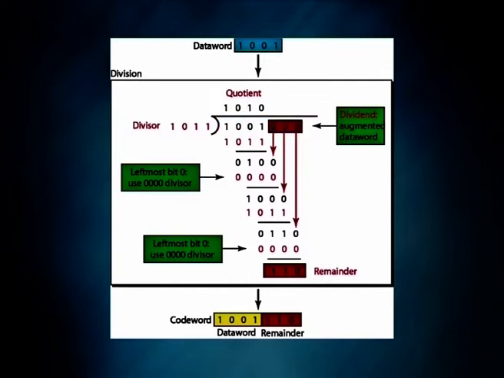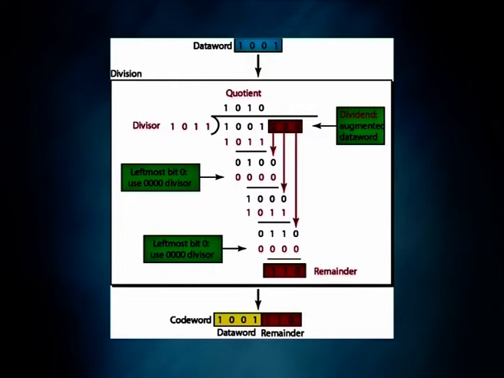This data at the transmitter side is divided by the divisor 1 0 1 1. By performing this division, we get the remainder as 1 1 0. Now this remainder is appended to the original data 1 0 0 1, and the data becomes 1 0 0 1 1 1 0, which is transmitted.